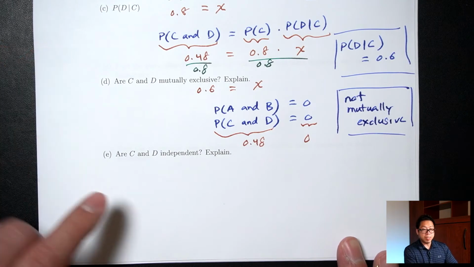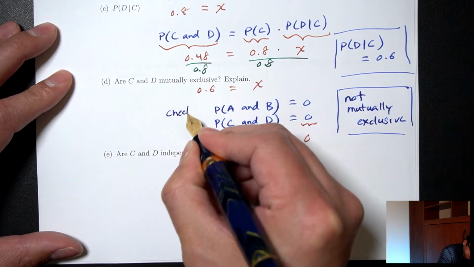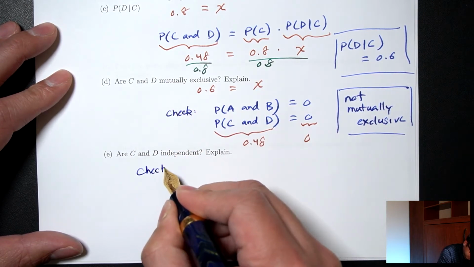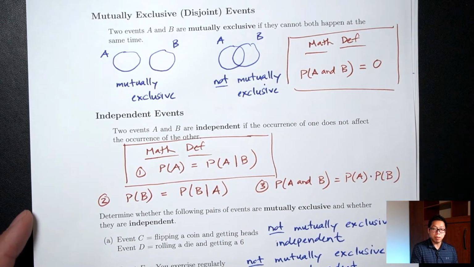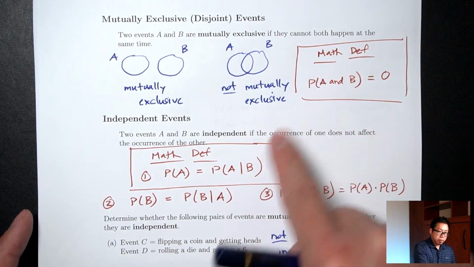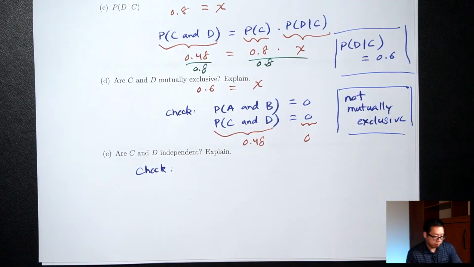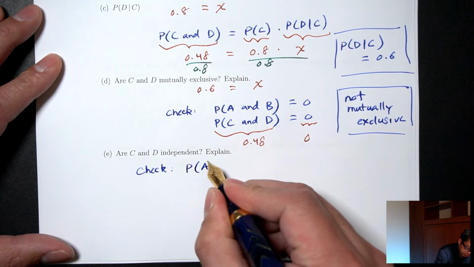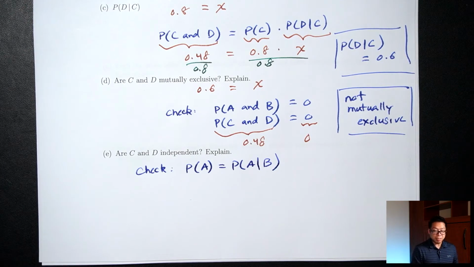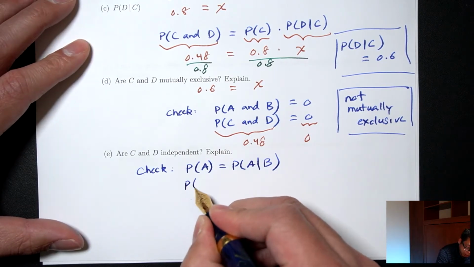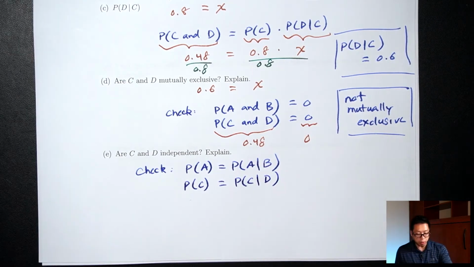E, are C and D independent? So this one we're going to check, this one should actually say where we're checking that. Okay, anytime I'm asking about independent or mutually exclusive, I want you to check one of the equations up on the front page. We're talking about independent, so we're checking this one. Probability of A equals probability A given B. And then because we're talking about C's and D's in this question, I'm going to replace the A with a C and the B with a D. And then we'll check the left, check the right.